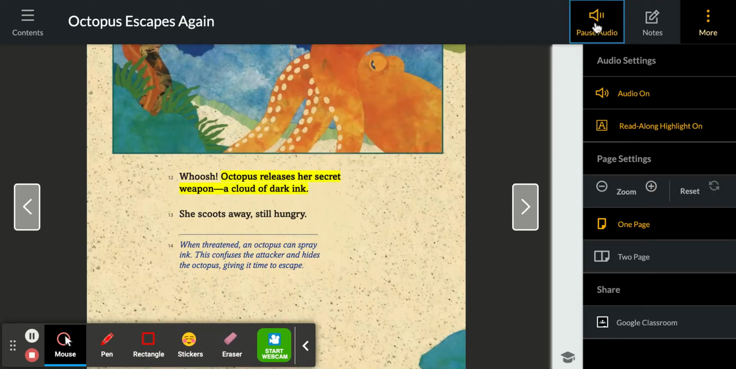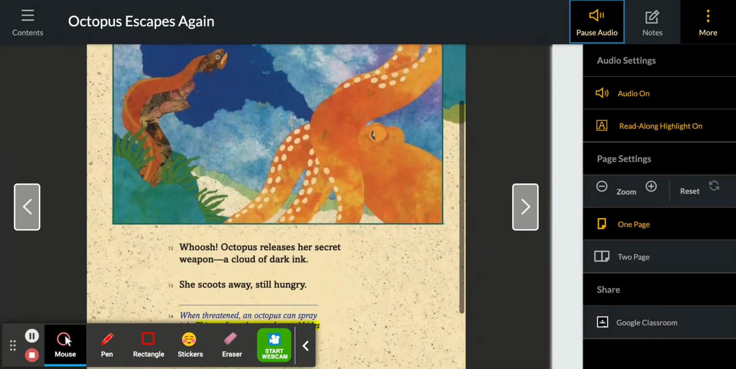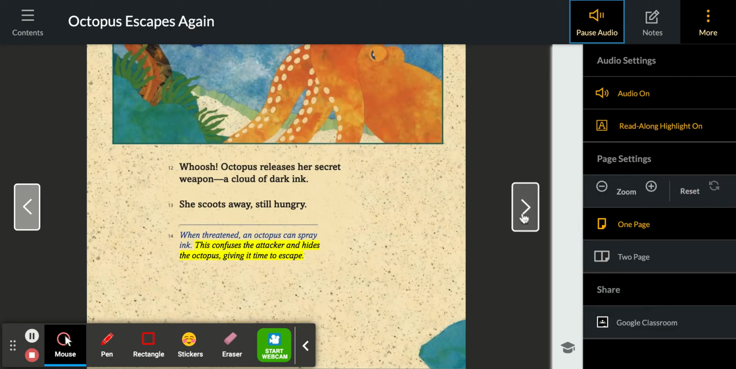Whoosh! Octopus releases her secret weapon, a cloud of dark ink. She scoots away, still hungry. When threatened, an octopus can spray ink. This confuses the attacker and hides the octopus, giving it time to escape.